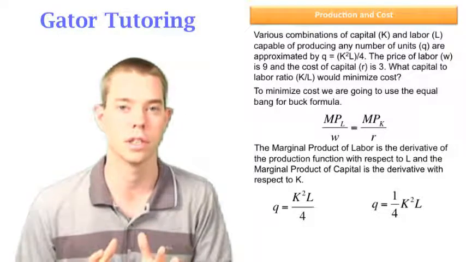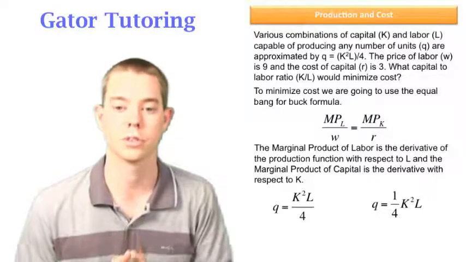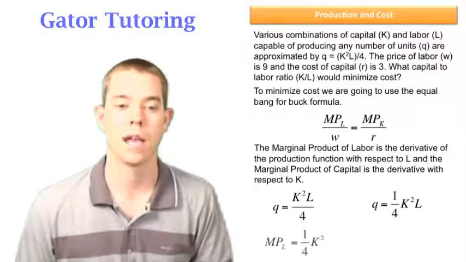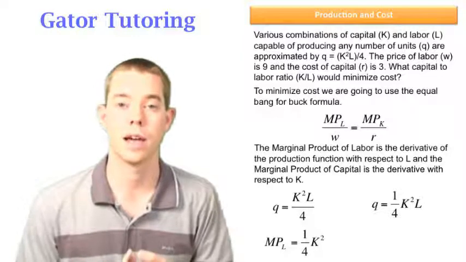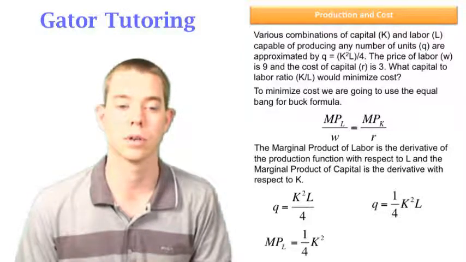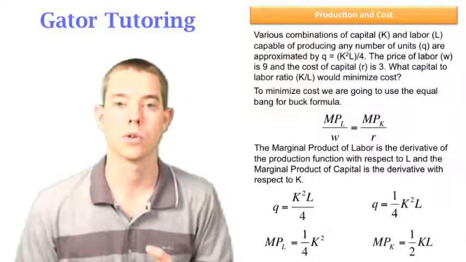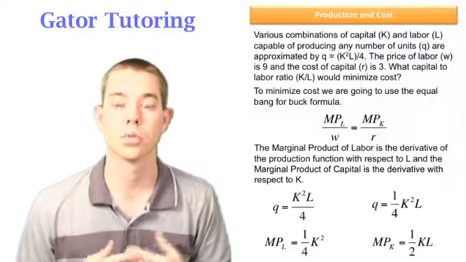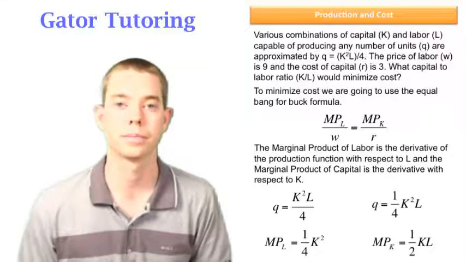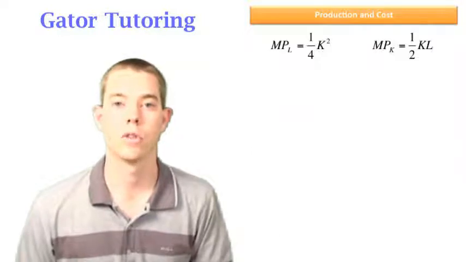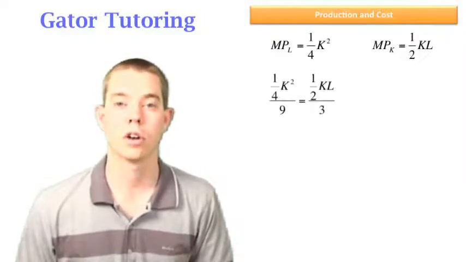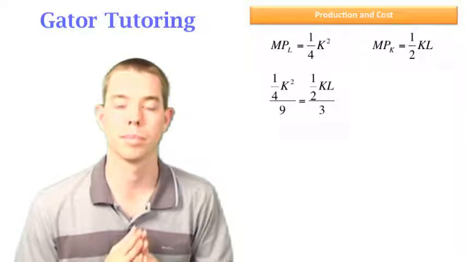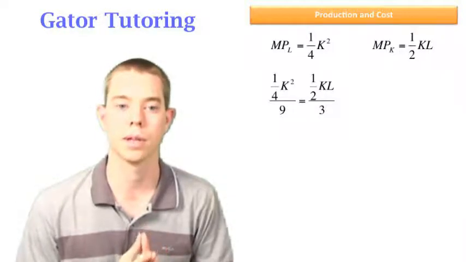So we haven't changed anything yet. This helps us in taking the derivative. Now we can take the derivative with respect to L and get our marginal product of labor, which will be 1/4 K squared. We take the derivative with respect to K, which will be our marginal product of capital, and that gives us 1/2 K times L. So now that we have both of our marginal products, we already know the cost of each thing, we know W and R, we can plug them into our equal bang for buck formula.